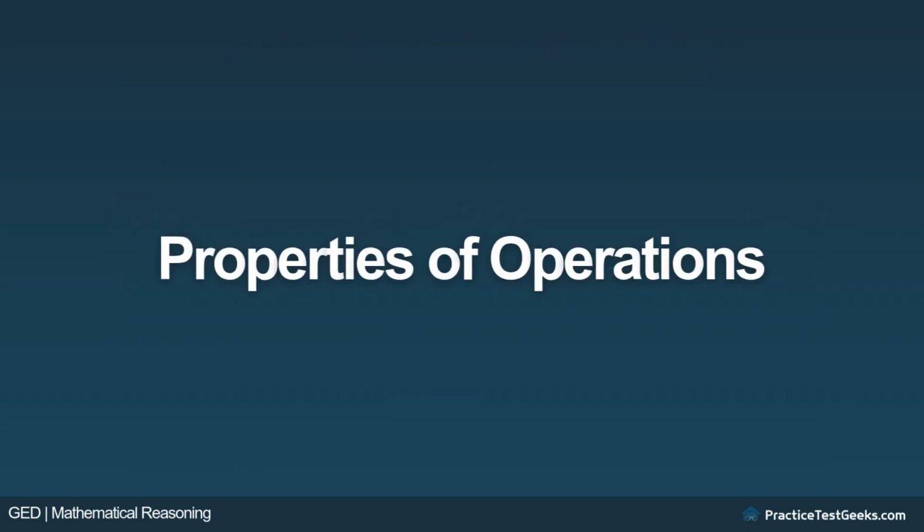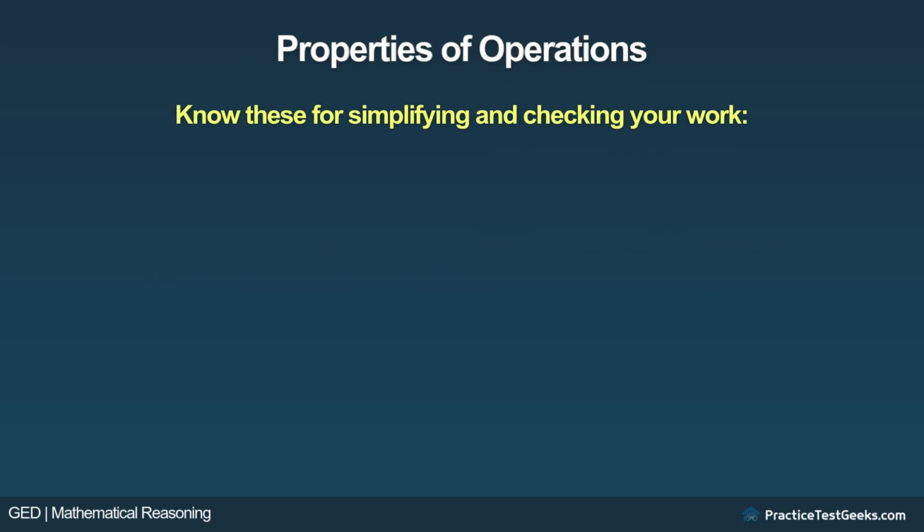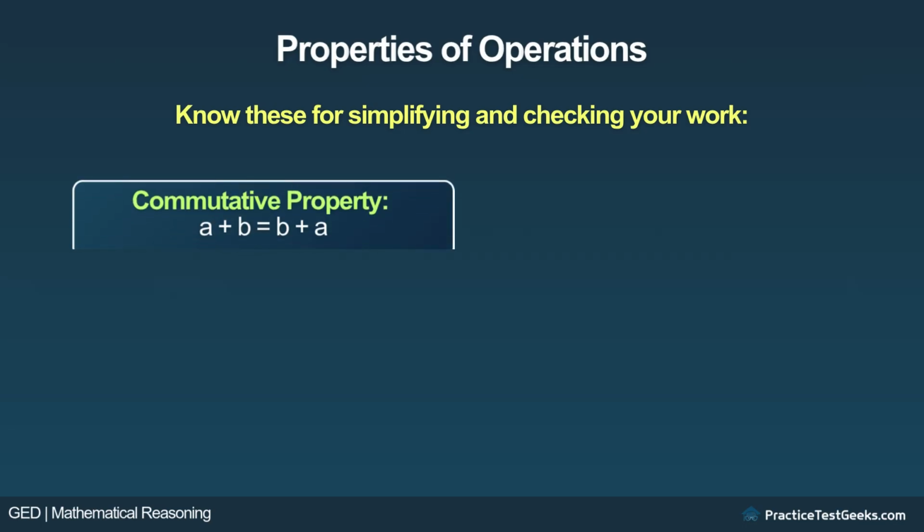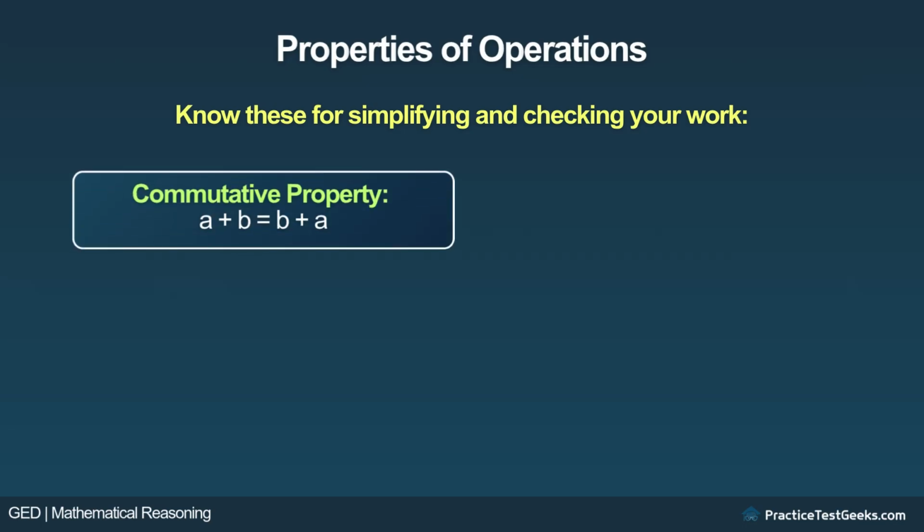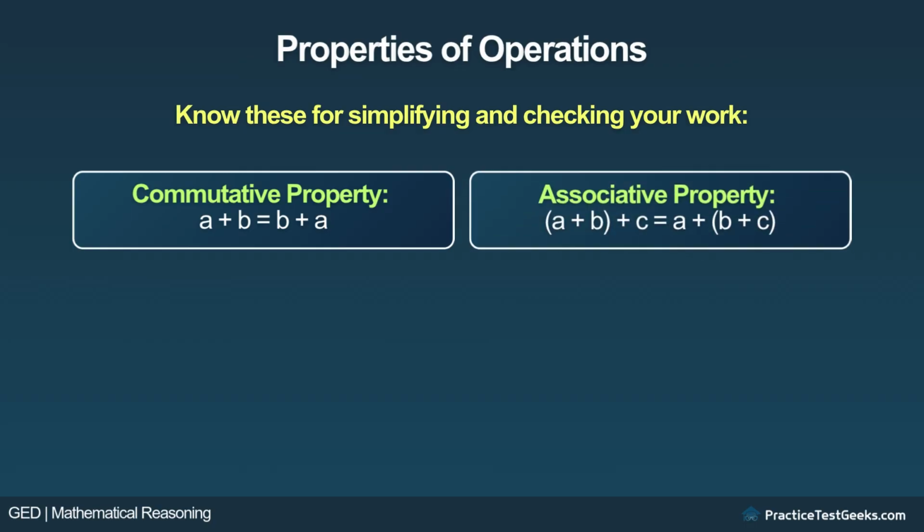Understanding the basic properties of operations helps you simplify expressions, spot patterns, and check your work with confidence. Let's walk through the essential properties you should know. Commutative property. This tells us that changing the order of the numbers doesn't change the result. Example: a + b = b + a. Associative property. This property shows that how you group numbers, with parentheses, doesn't affect the outcome. Example: (a + b) + c = a + (b + c).